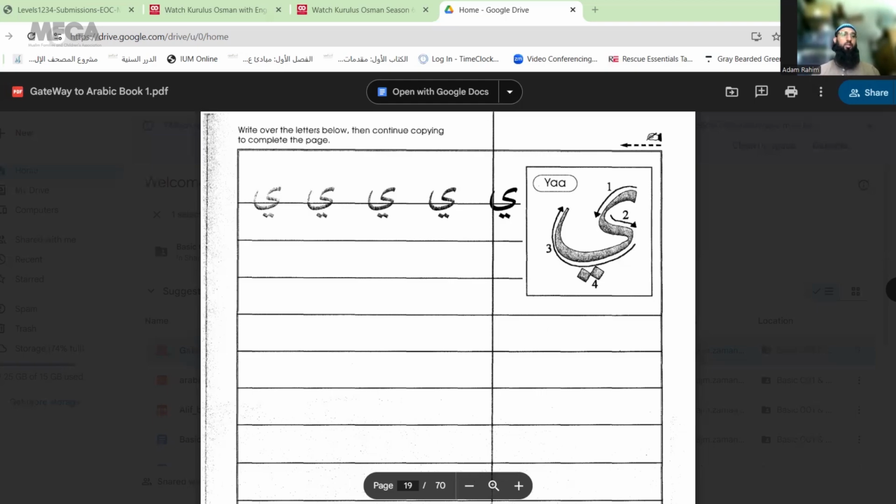Very good job. Okay. Now let's take a look at that point that I was mentioning regarding differentiating the letters Ta and Ya.